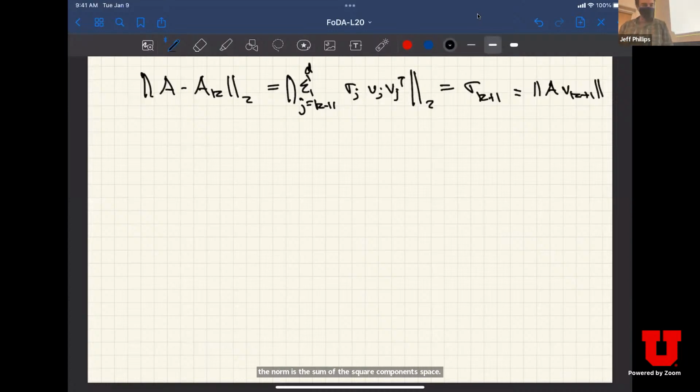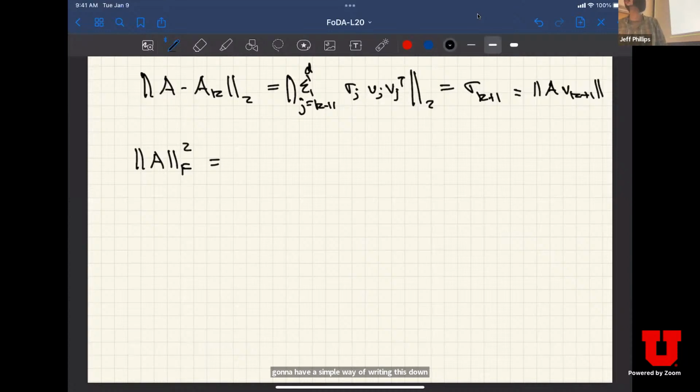Okay, great. So now the other norm, the Frobenius norm of A, let's look at the squared version. This is also going to have a simple way of writing it down.